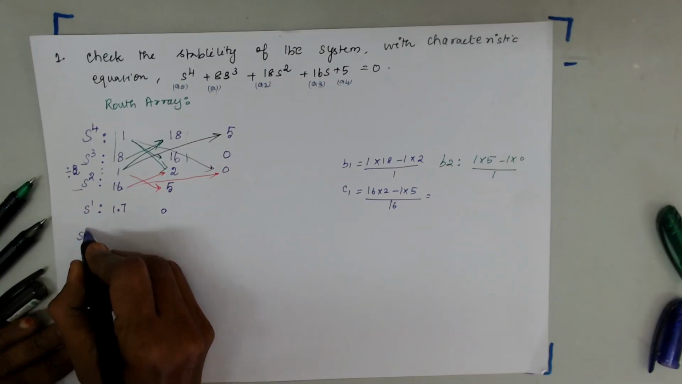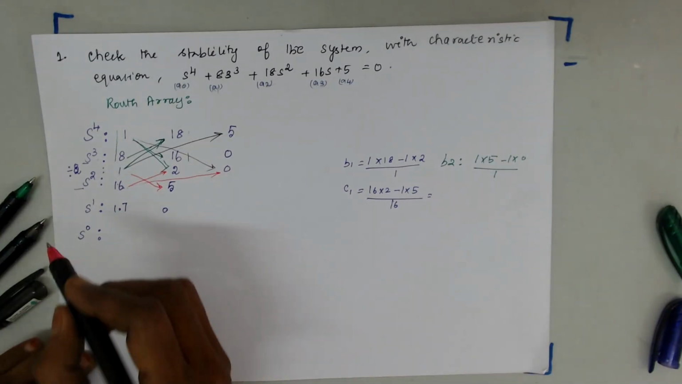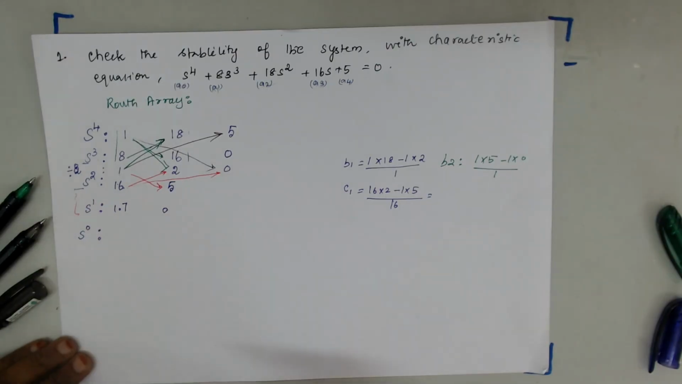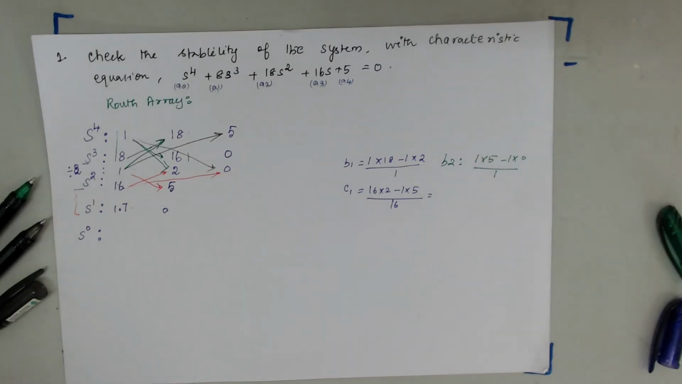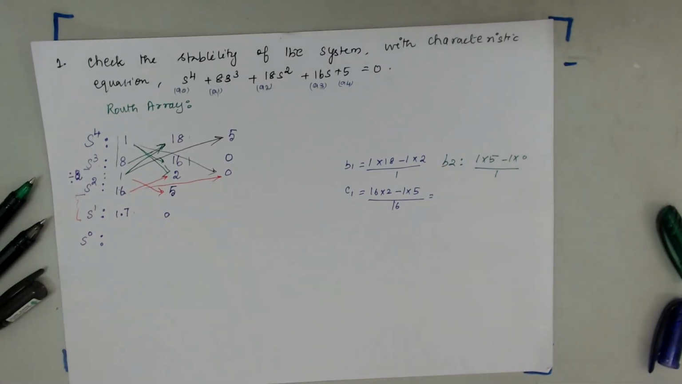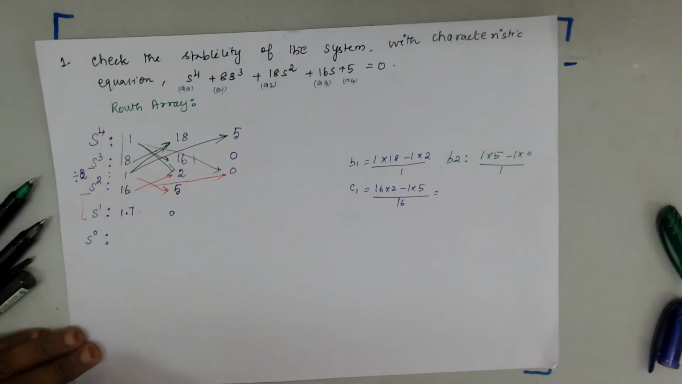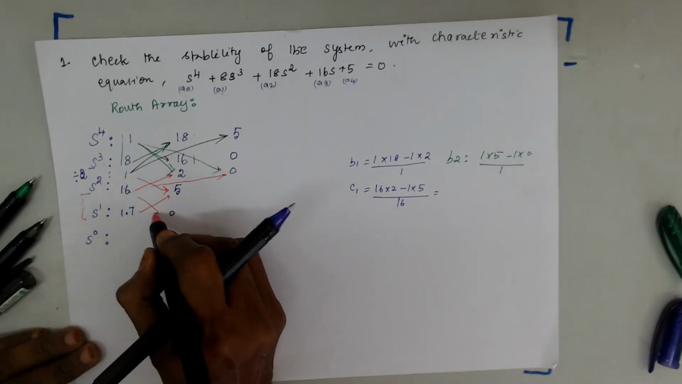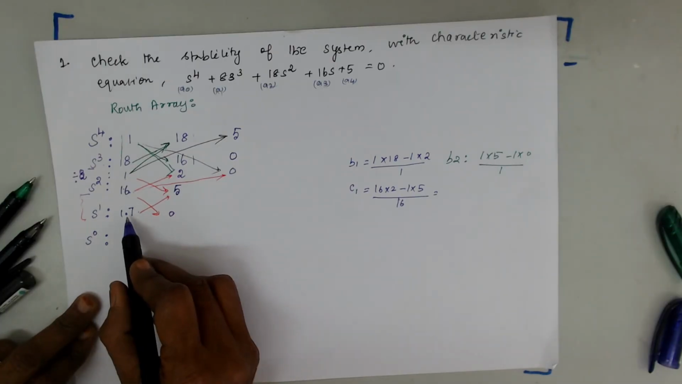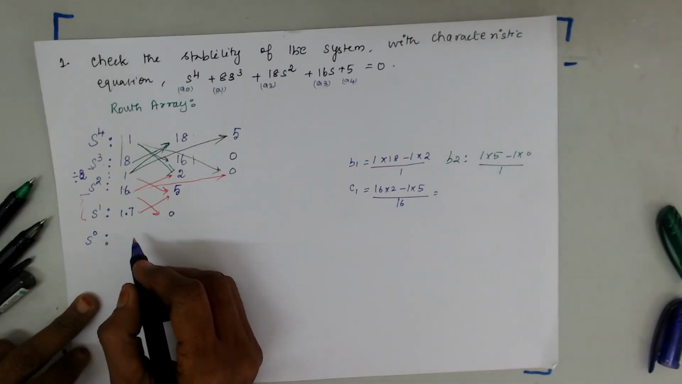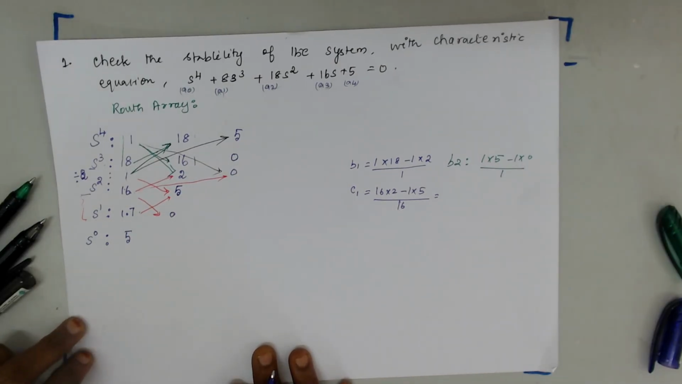Then we need to form the constant, or s power 0, row. The s power 0 row is formed by considering these two rows. So we can write 1.7 into 5 minus 16 into 0, divided by 1.7. 16 into 0 is 0, and 1.7 into 5 divided by 1.7 gives you the answer 5. So we have completed the Routh array.